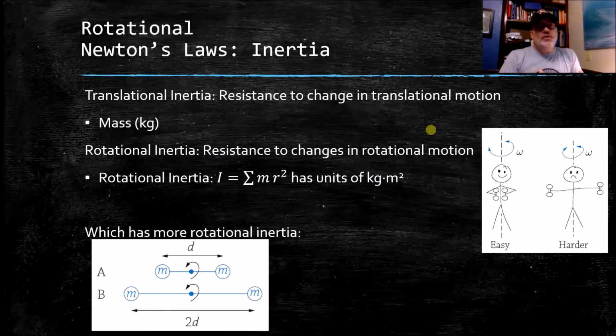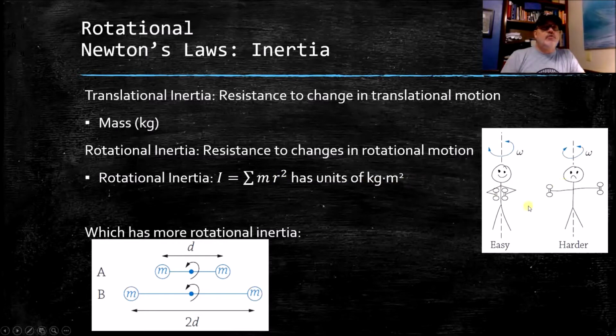Now there's a rotational equivalent. It's called rotational inertia. It's an object that doesn't want to start rotating. Okay, it's a little bit harder to figure out. The rotational inertia is I, and that's the sum of the m r squared, and it has units of kilogram meters squared.